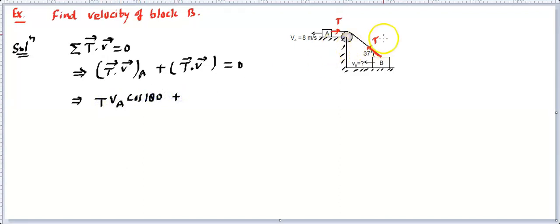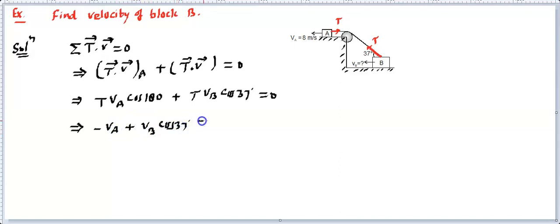Plus, come to this T and V. You can see from here the angle is theta, this 37, whatever is given to you. So you will find that T into VB cos 37 degree equal to 0. Again, T can be cancelled out because T is non-zero. So we will find this as minus VA plus VB cos 37.